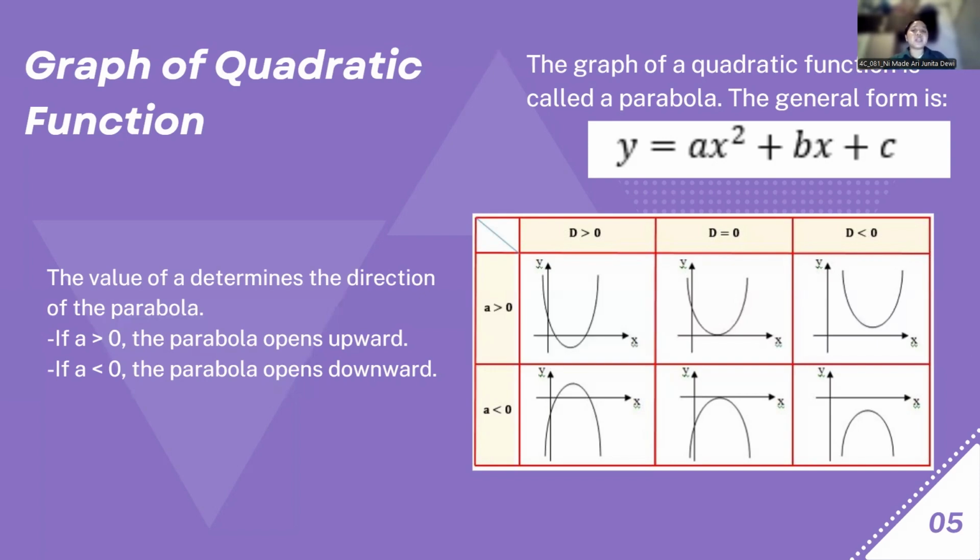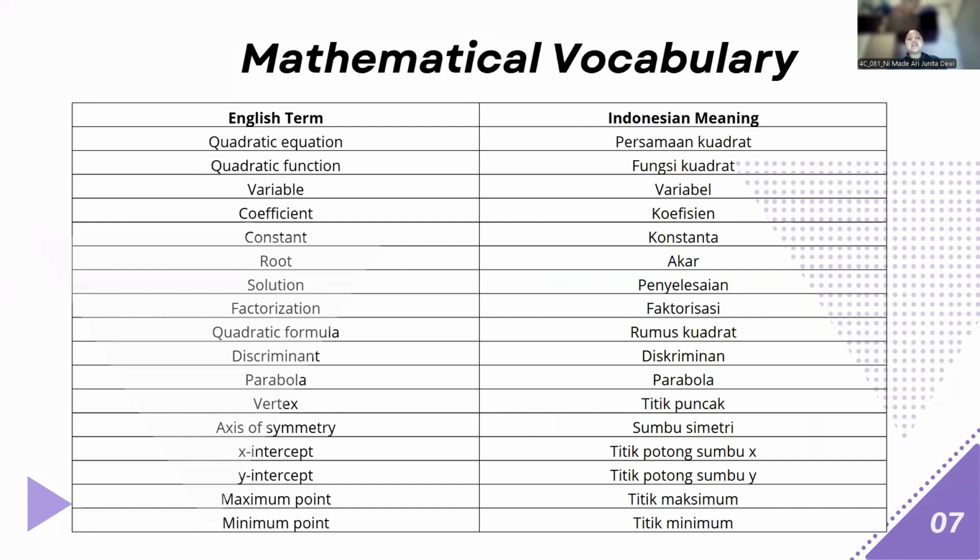And the third one is the x-intercept. They are the points where the graph crosses the x-axis. And the fourth one is the y-intercept. It is the point where the graph crosses the y-axis. So, when we learn quadratic functions, we do not only look at the formula, but also the shape and meaning of the graph. Remember, guys.